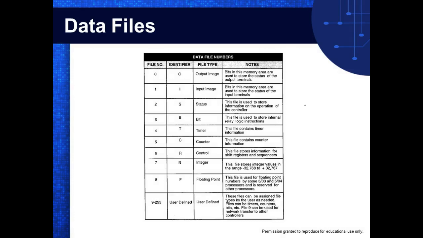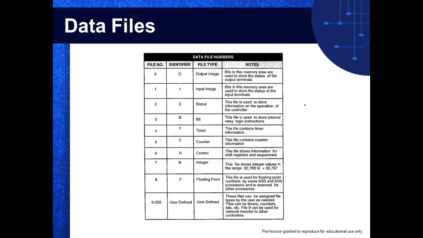Yeah, so this says that. So 0 is for what? 0 is for output. 1 is for what? Input. 2 is for status. 3 is for bit. 4 is for timers. 5 is for counters. 6 is the control register. We're going to play around with that. We're going to play around with N7 this semester.